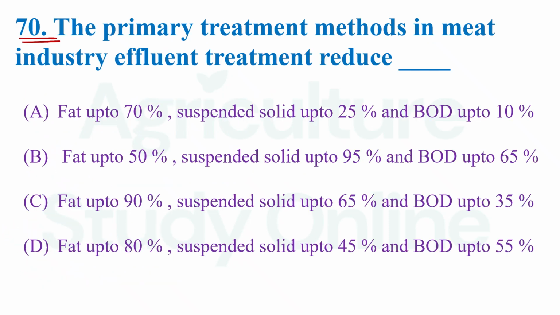Question 70. The primary treatment methods in meat industry effluent treatment reduces dash. So it is fat up to 50%, suspended solids up to 95%, and BOD up to 65%. So the primary treatments like screening or sedimentation, fat removal, then high removal of suspended solids will be around 90 to 95%, and that moderate BOD reduction is around 60 to 65%. So this will be the correct option.